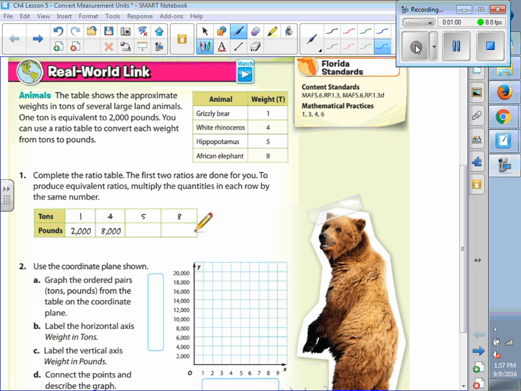If we have a 5 ton animal, it weighs 10,000 pounds. Very good. And if we have an 8 ton animal, 16,000 pounds. Very good. So here we're going to take that data and we're going to put it on the coordinate grid.